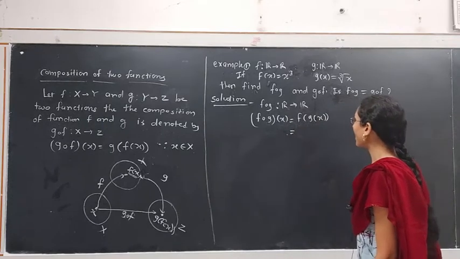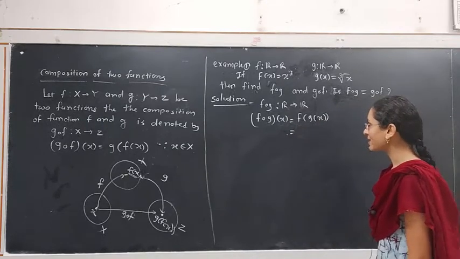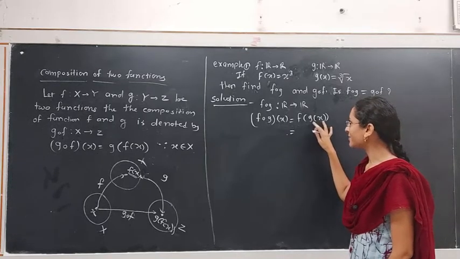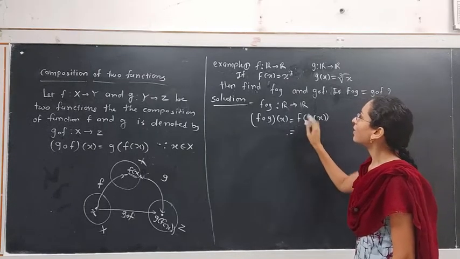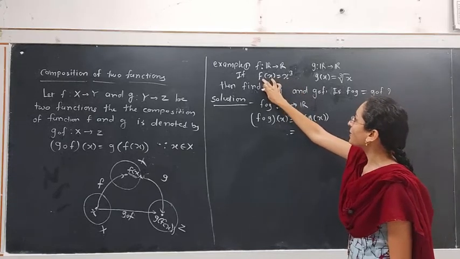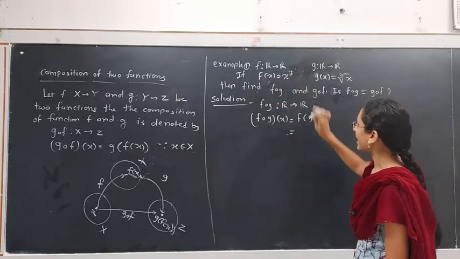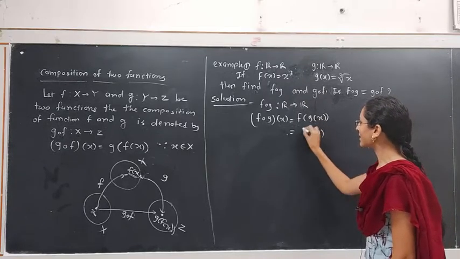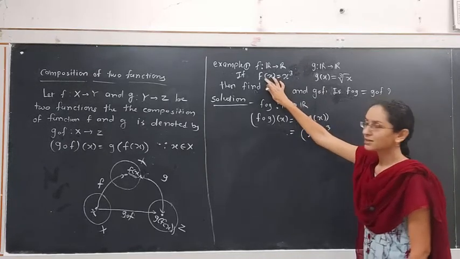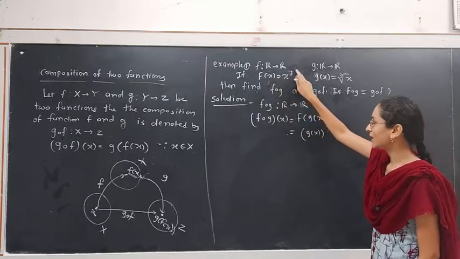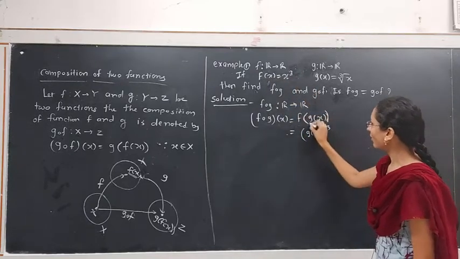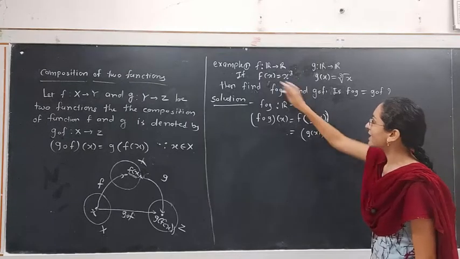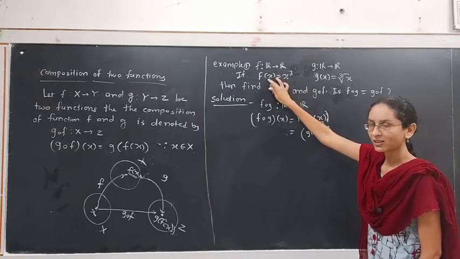This is equal to f of g of x. We replace x by g(x) in the function f. What is f of x? f of x is equal to x cube. Hence, f of g of x is g of x raised to 3. Replace x by g(x) in this function.